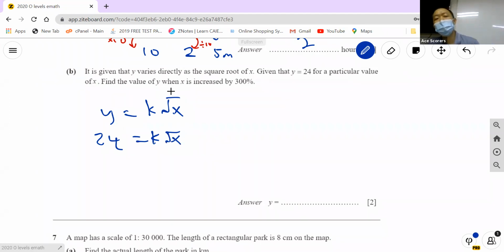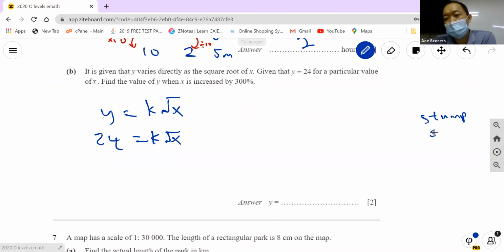Find the value of y when x is increased by 300%. So now I'm going to increase my x by 300%. Now, if I increase by 300%, what is the new x? You see, the old one is x, right? If I increase by 300%, how many x are there? So this is a question that a lot of people stump. Is it stump or stomp? Stump. Is it stump?